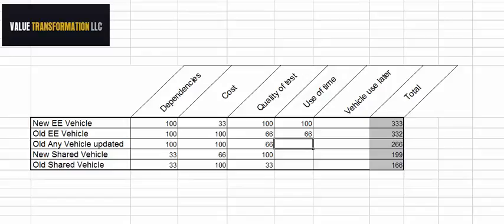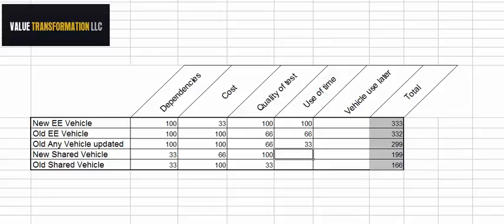It gets worse when we look at the old any vehicle updated, because that's not a vehicle that's been under EE control. We don't really know the iteration or iterations of the vehicle content. That is, it might have a 2005 instrument cluster, a 1998 or 2002 ABS system, and things like that. So the use of time for any old vehicle is not going to be so good.